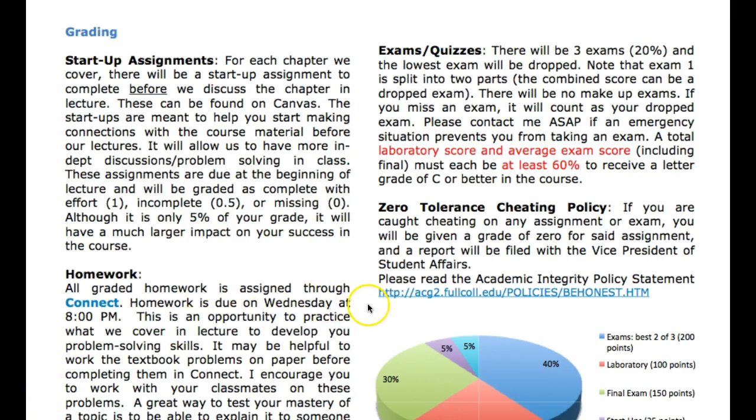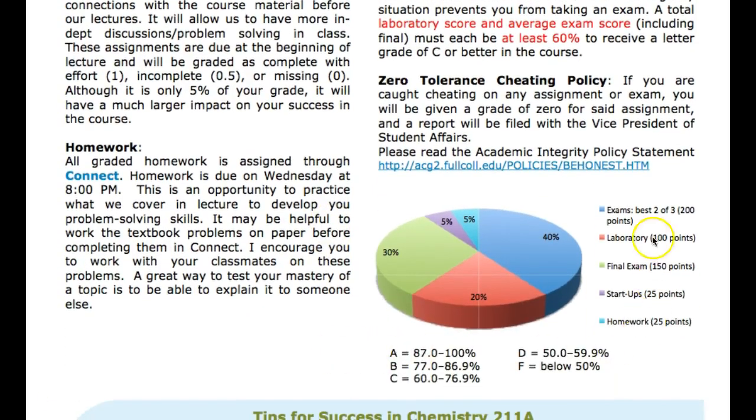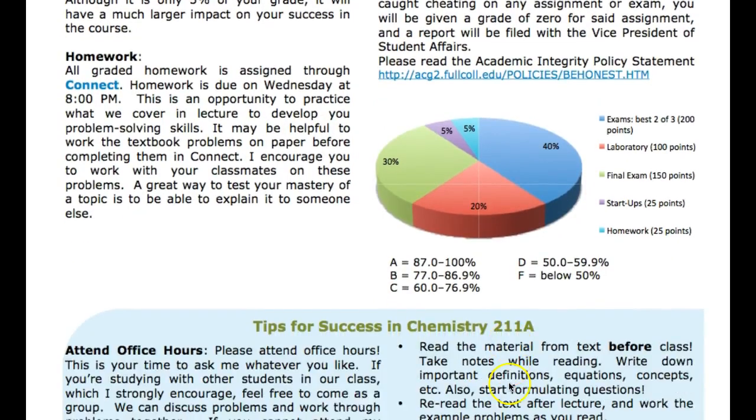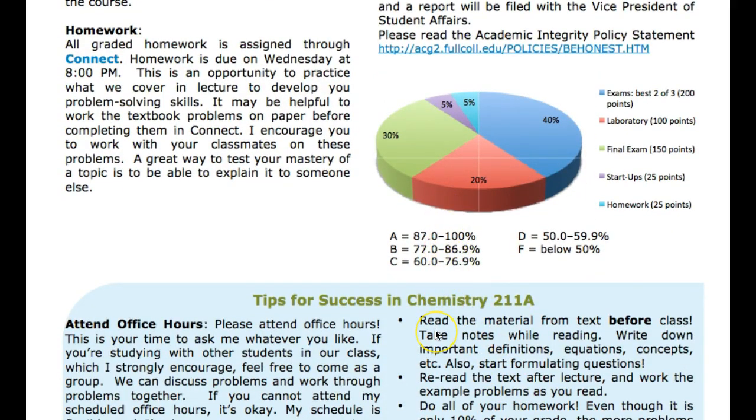Something to keep in mind is that your laboratory score and your average exam score, both of those must be at least 60% to pass the course. So you can see the point breakdown here and where the cutoffs are for the different grades.